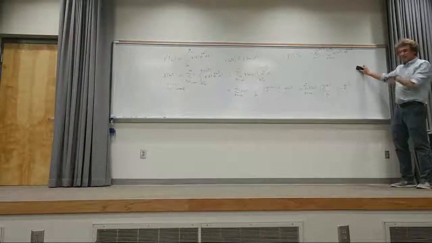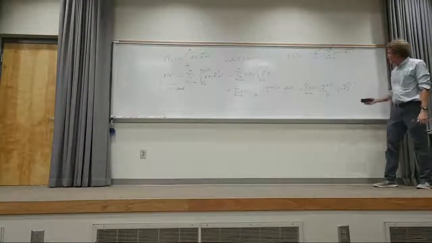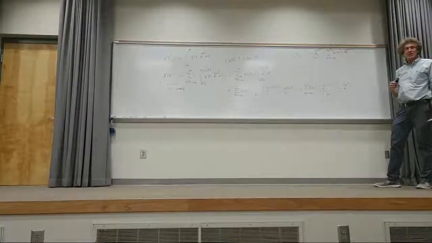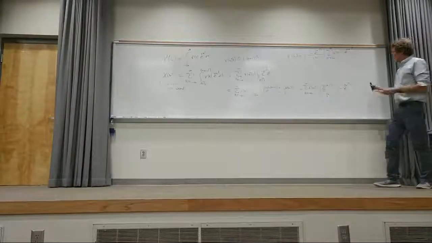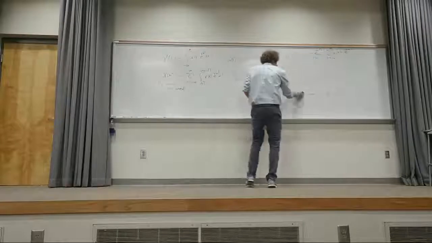I want to erase this because I'm going to need this portion of the board. The only thing I've done is take this, put it up there, and factor this and the j omega out in front. You all see it? Can everybody see this okay? All right. Don't look terrified. It's not that bad.